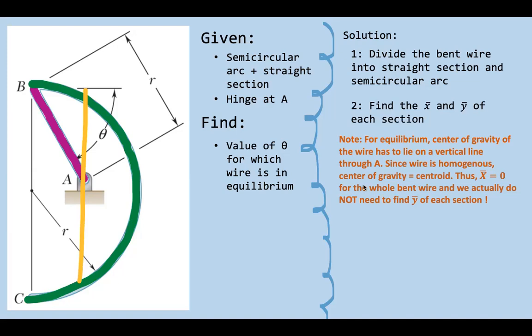Oh wait, no, that's not the reason why we don't need to find the y bar. But basically this is helpful because we know that the moments about A must add up to 0 if we take A to be the origin. We do not.